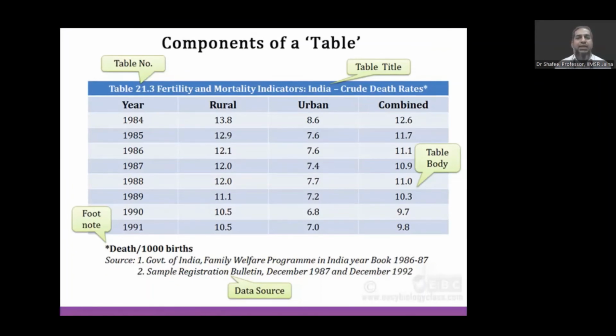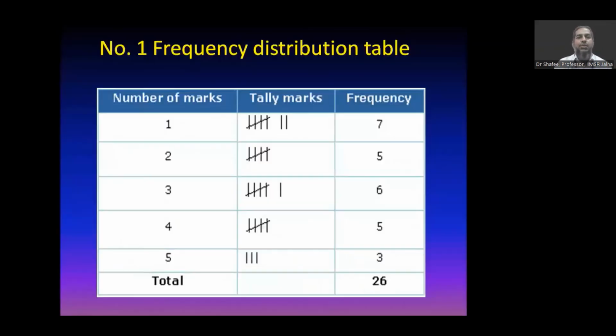You can see here there are columns like year, rural, urban, combined. So these are the titles or headings of the columns. Here there are no headings for the rows. Now this is the simple frequency distribution table.